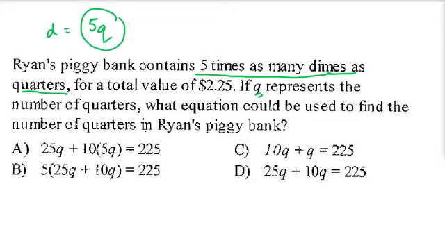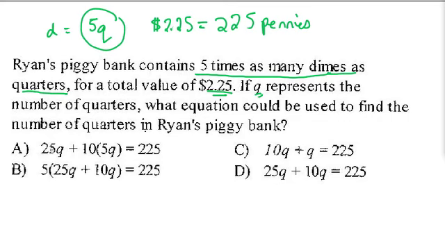And we know that the total value of all the coins in the bank is $2.25, but they're writing that in terms of pennies. So $2.25 would equal 225 pennies, right? So we're starting to break this problem down. Instead of writing dimes, instead of writing dollars, we're writing quarters and pennies. So what equation could be used to find the number of quarters in Ryan's piggy bank?